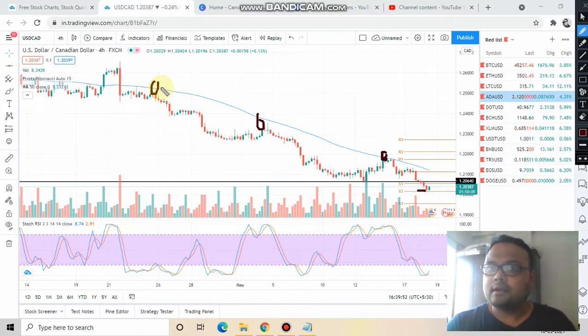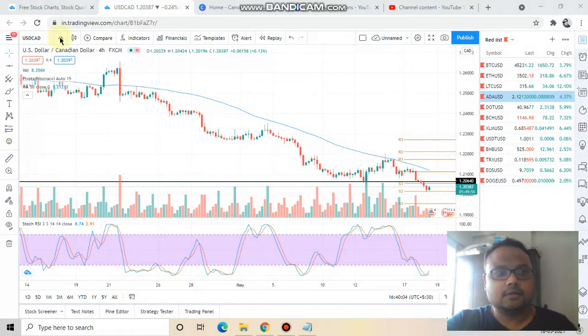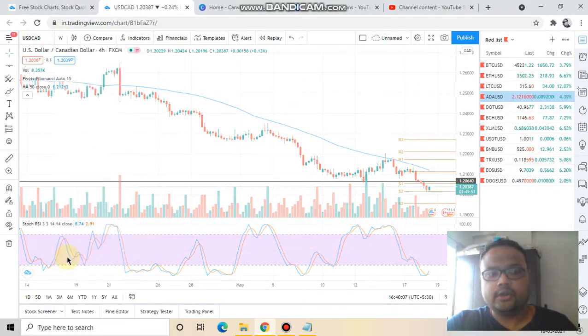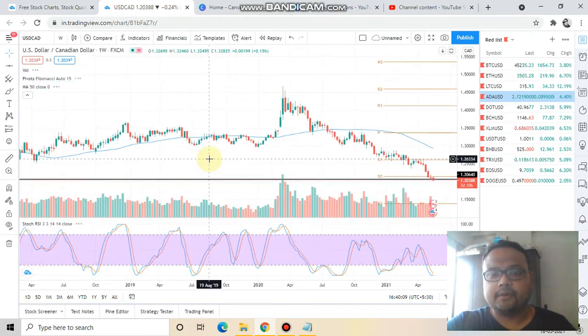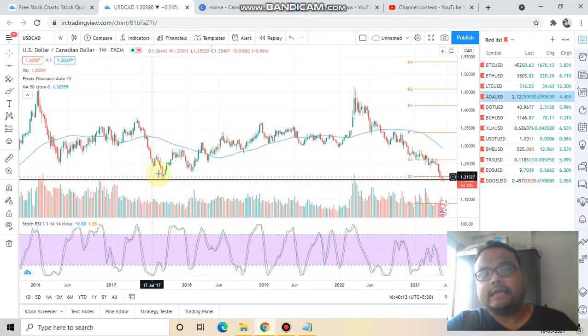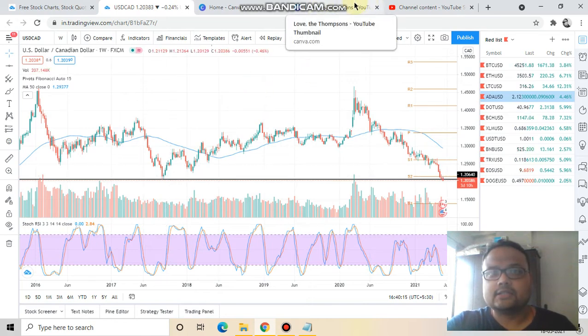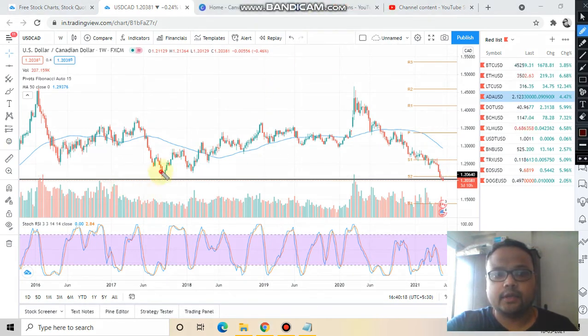But I have already shown you that there is a complication in this chart. If you remember correctly, this black line, I told you that this black line has got significance because when we switch to the weekly time frame, we get to see that market has got a support here. Market has a support from the year 2017.